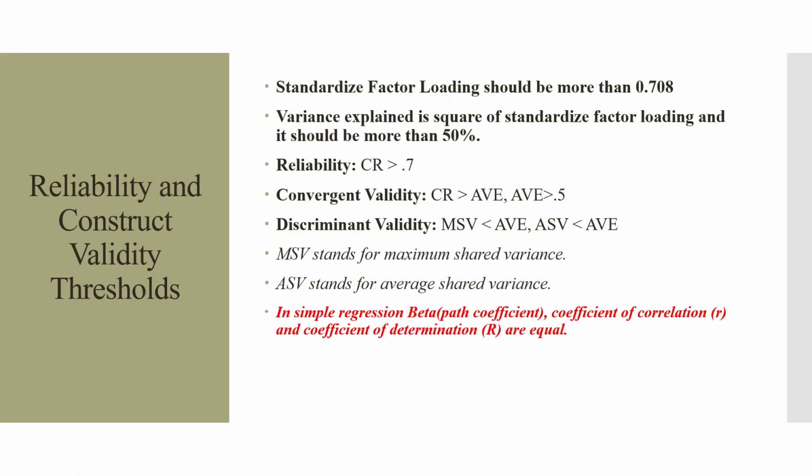Standardized factor loading should be more than 0.708. These are all thresholds. Variance explained is the square of standardized factor loadings and it should be more than 50%. Reliability, that is composite reliability, should be more than 0.7. For establishing convergent validity, the composite reliability should be more than AVE, average variance extracted. Average variance extracted should be more than 0.5.